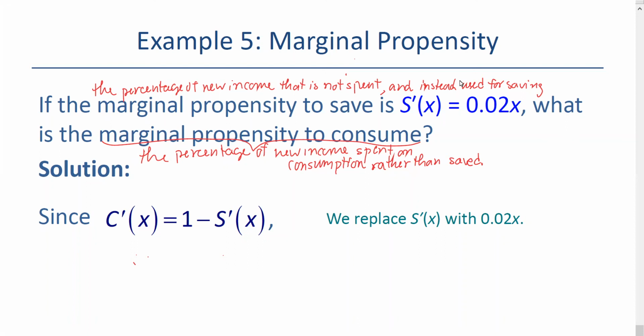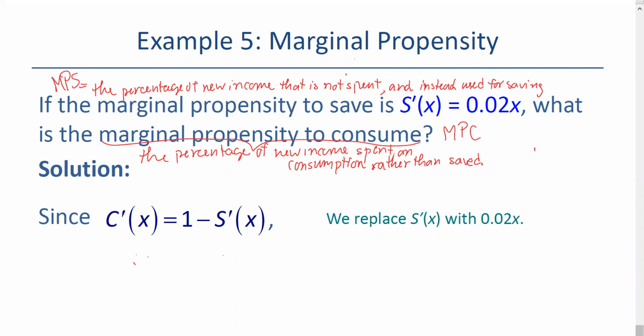Marginal propensity. The marginal propensity to save, or MPS, is the percentage of the new income that is not spent and instead used for saving. The marginal propensity to consume, or MPC, is the percentage of the new income spent on consumption rather than saved. In this case, we use S prime to represent the MPS, or the marginal propensity to save, and C prime as the marginal propensity to consume.